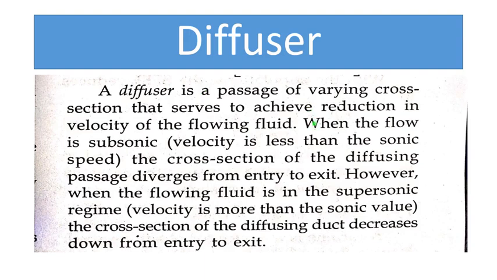Here, when the fluid is subsonic, the cross-section area of the diffusing duct diverges from entry to exit, and when the fluid is at supersonic speed, the cross-section area of the diffusing duct decreases from entry to exit. Here we will not deal with supersonic and subsonic speeds because it's a different topic. You have to only remember that a diffuser is simply the reverse of a nozzle. Only here the velocity of the fluid decreases, or we can say the pressure increases at the expense of a decrease in the velocity.